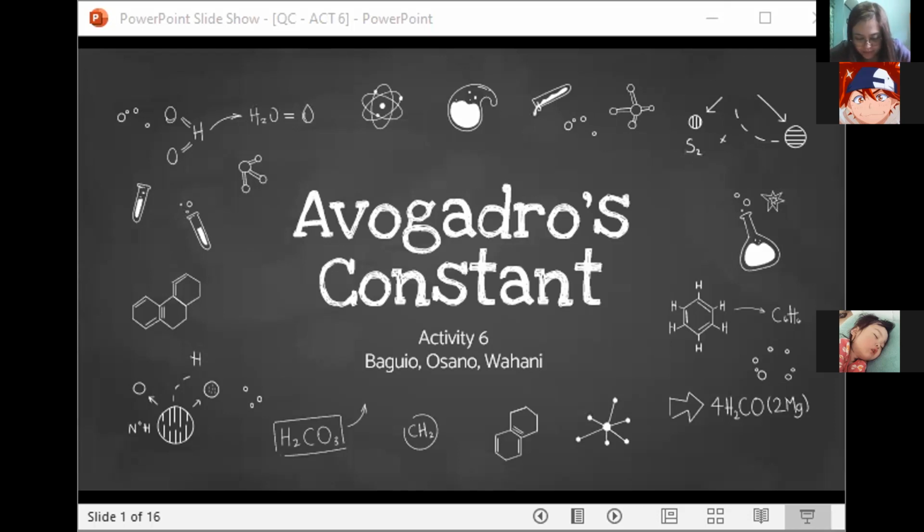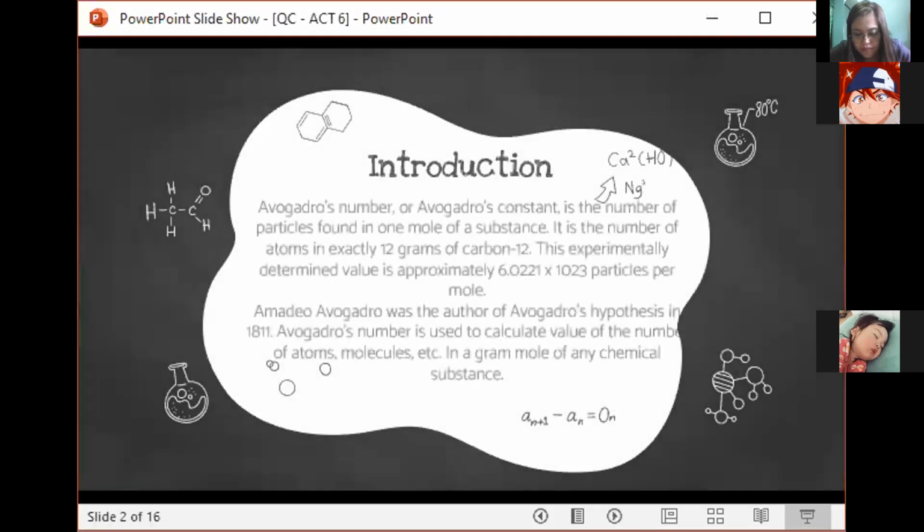Sige. Good afternoon, everyone. So, for the activity 6, we have entitled Avogadro's Constant. To introduce, Avogadro's number, or also called Avogadro's constant, is the number of particles found in 1 mole of substance, and it is the number of atoms in exactly 12 grams of carbon-12. This experimentally determined value is approximately 6.0221 times 10 raised to the power of 23 particles per mole.